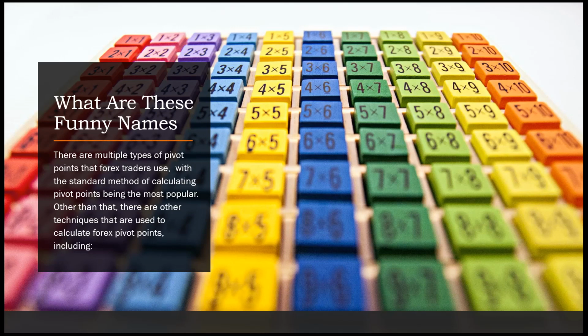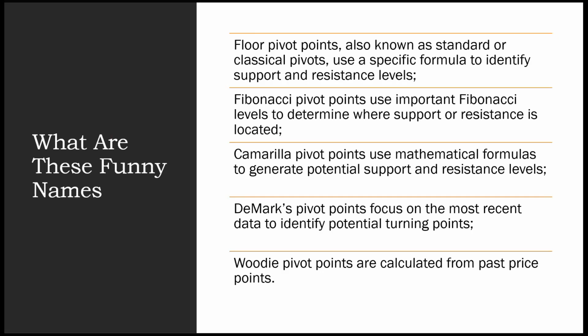There are multiple types of pivot points for Forex traders, okay, other than the standard pivot points. Now, what are these funny names? We have floor pivot points, also known as standard or classical pivots. These use the specified formula that we talked about and identify support and resistance levels. Fibonacci pivot points use important Fibonacci levels to determine where support and resistance is located.